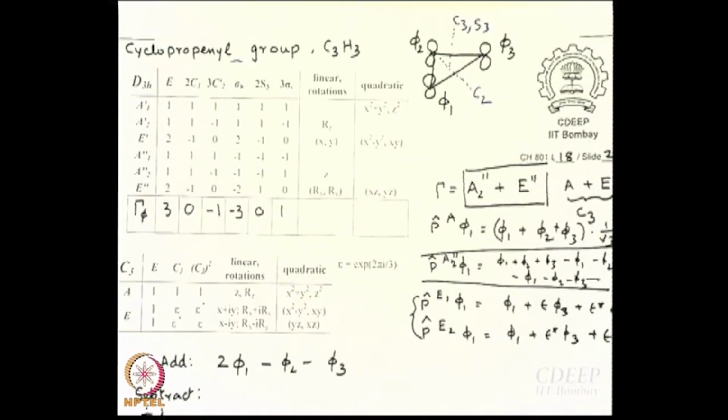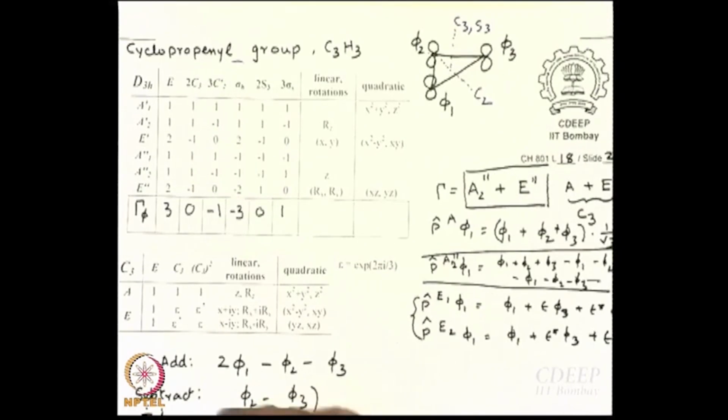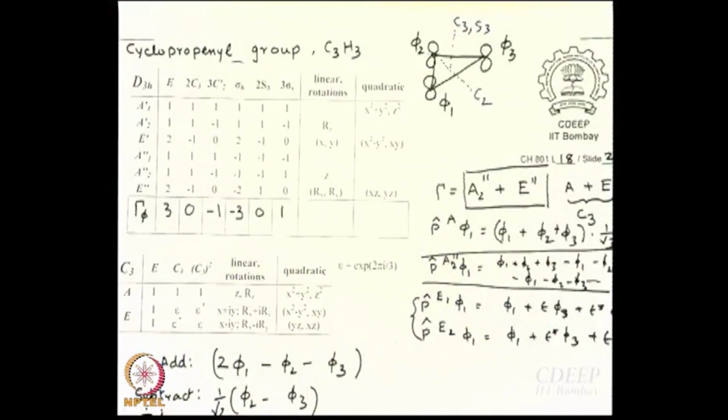You got the sign wrong, Anup. Root 3 is common, phi 2 minus phi 3. Okay, so these are the SALCs. If they are to be molecular orbitals, they should be normalized, right? What is the normalization constant for this, phi 2 minus phi 3? 1 by root 2. What is the normalization constant for the first one? 1 by root 6. Don't forget the 2 in the beginning.